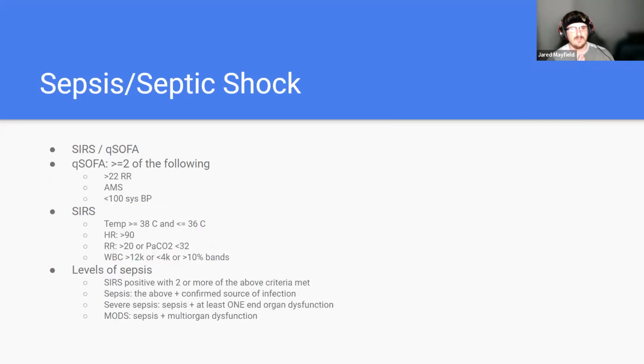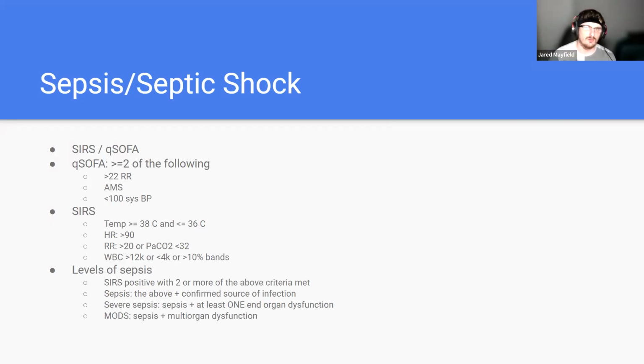So in terms of sepsis and septic shock now, I would actually know this again because it can be asked by any resident or attending in the ED and the ICU. Outside of hemorrhagic or hypovolemic shock in the ED, it's going to be one of the most common types of shock you actually have to deal with.